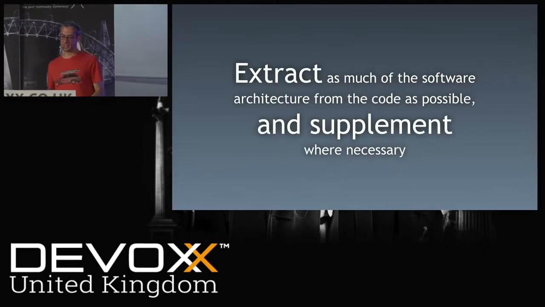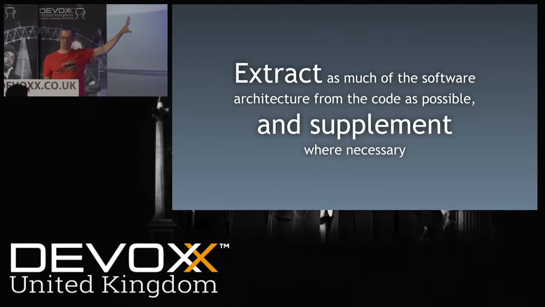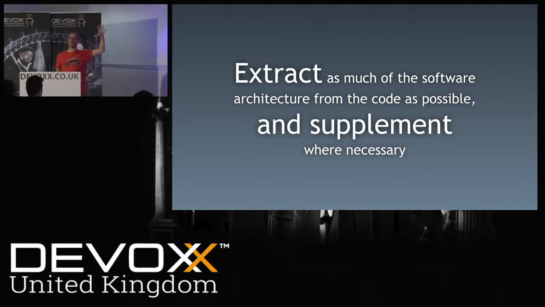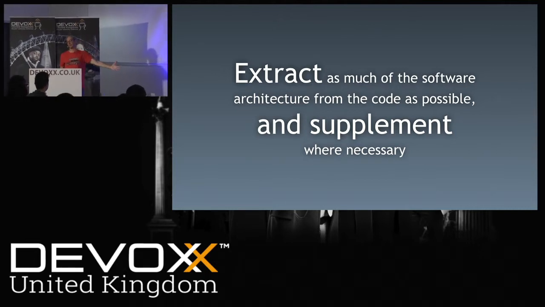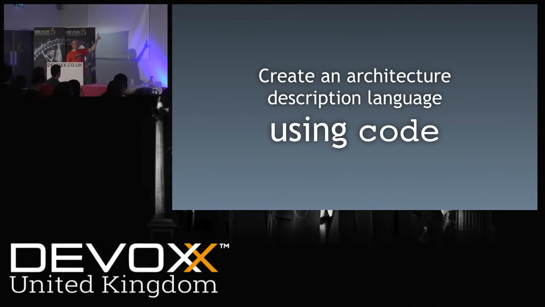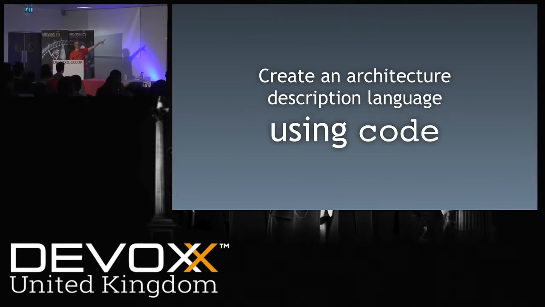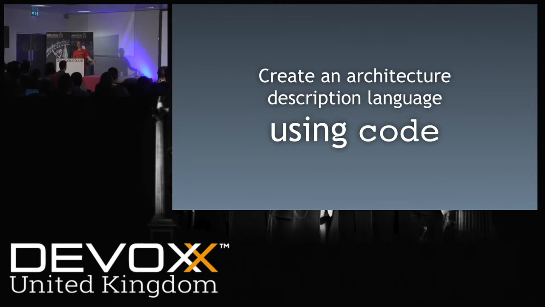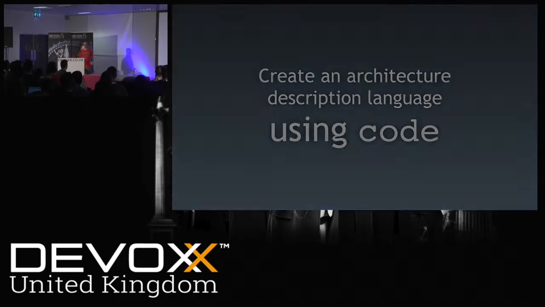So what I'm trying to do here is essentially this. I'm trying to extract as much of the architecture as I can from the code base and supplement it with the stuff I can't. And what I've done to do this is I've created an architecture description language using actual Java code in this case. And here's a quick example.